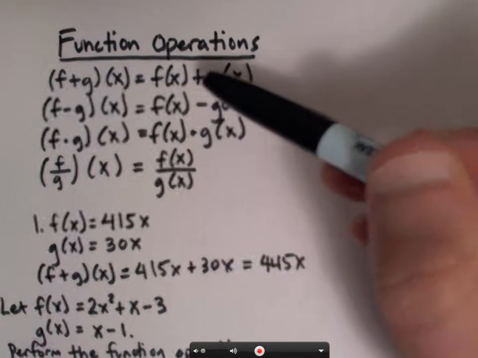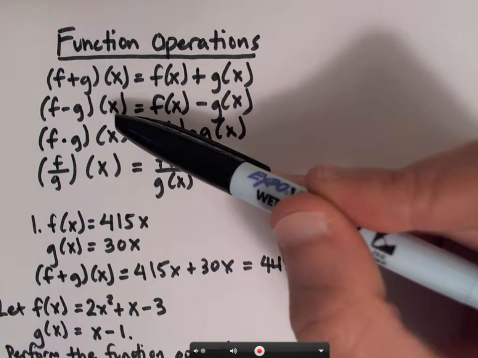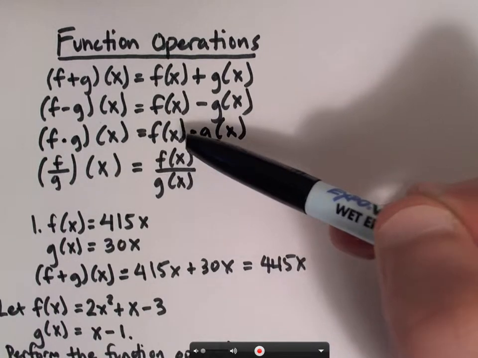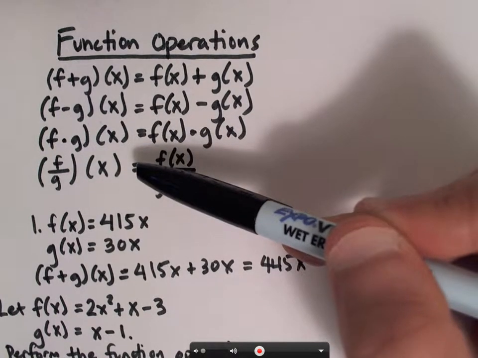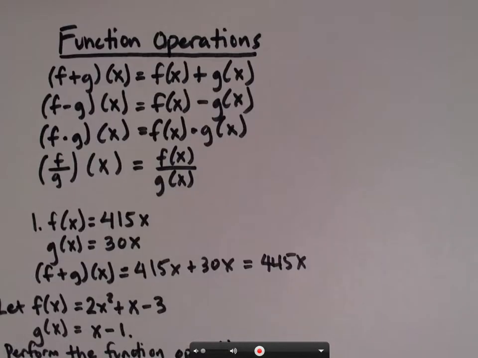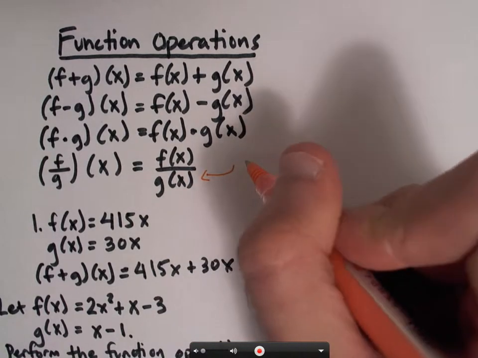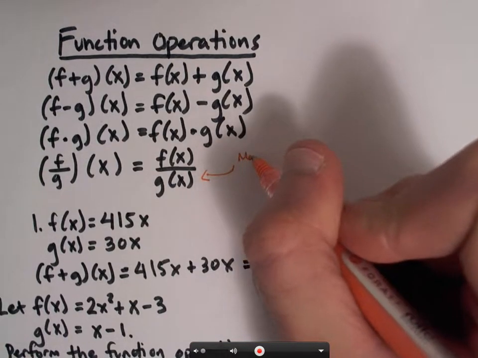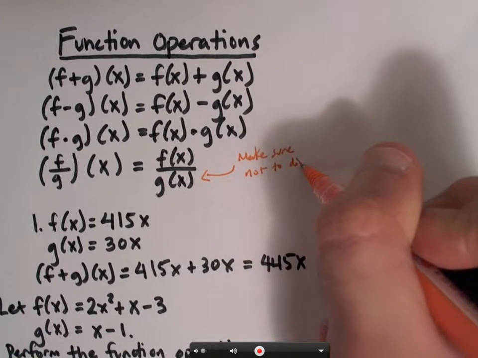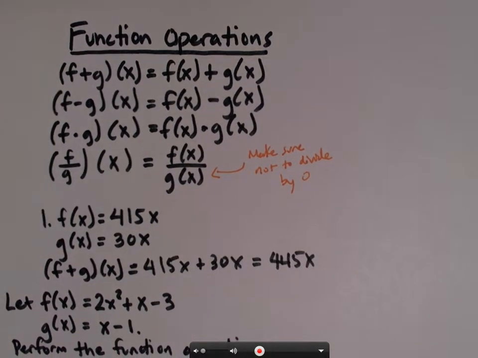It's pretty obvious. F plus g of x just equals f of x plus g of x. F minus g of x equals f of x minus g of x. F times g of x is f of x times g of x. And f over g of x is equal to f of x over g of x. The only one that you really have to be careful with is g of x when you divide. Make sure not to divide by 0. So you're going to have to limit your domain when we're doing that.